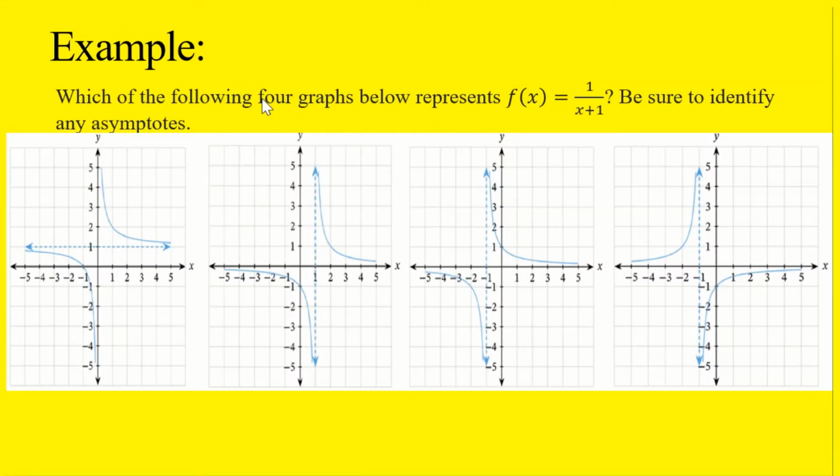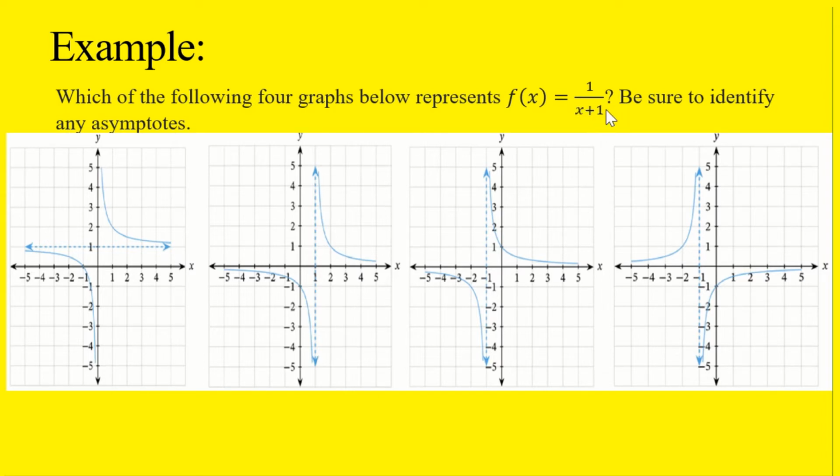So, final example here, let's suppose we want to determine what the graph of this function would be. We have the function 1 over x plus 1. We want to see which of these 4 graphs represent this function, and we want to make sure we identify any asymptotes that this function has.